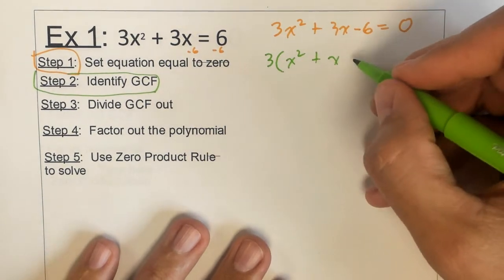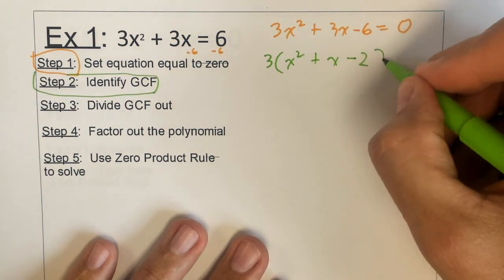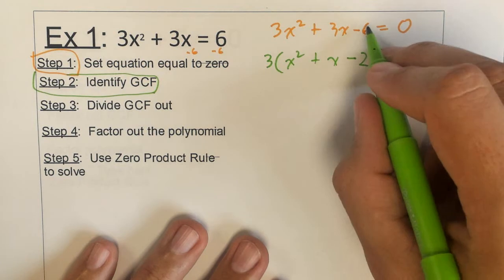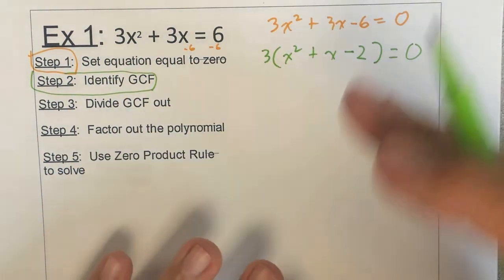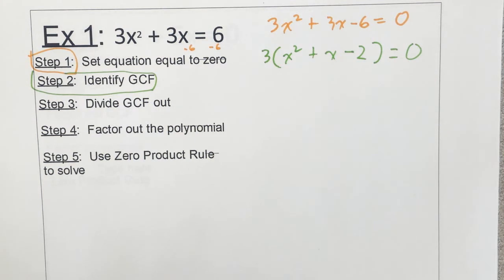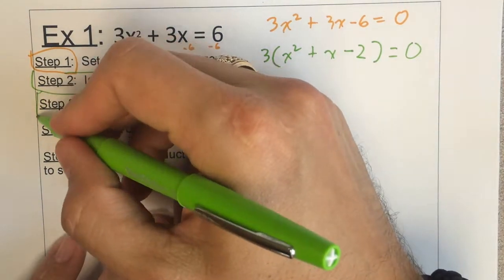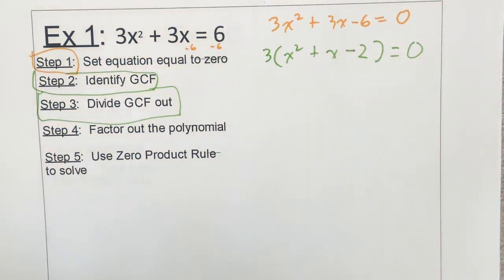-6. How do I get -6? I'm going to subtract 2. 3 times -2 is -6. And hey, look, it's still equal to 0. We just brought it down. That is actually step 2 and 3 done for us.